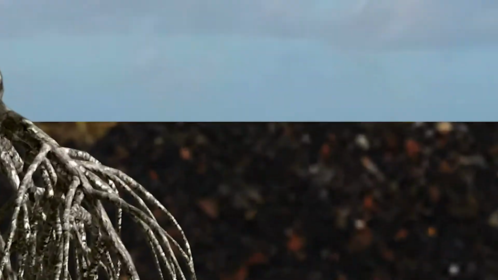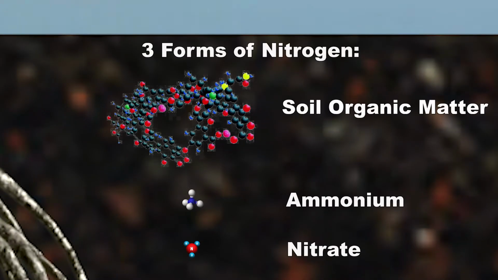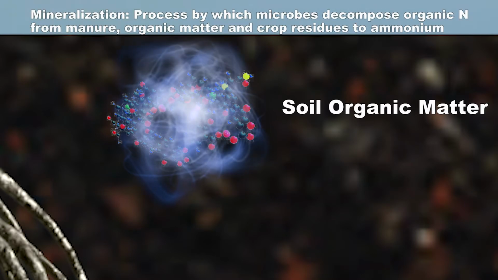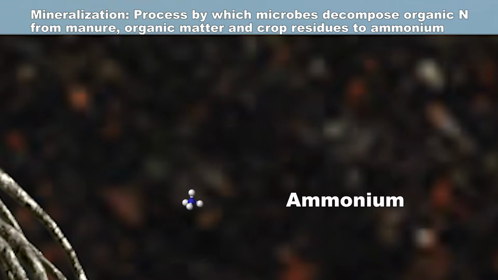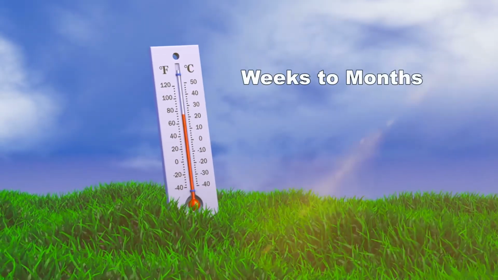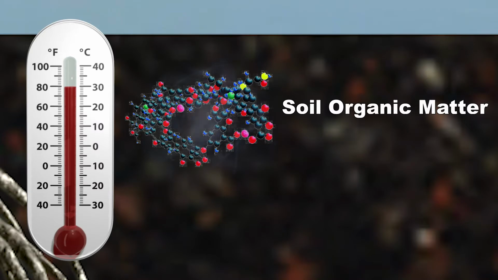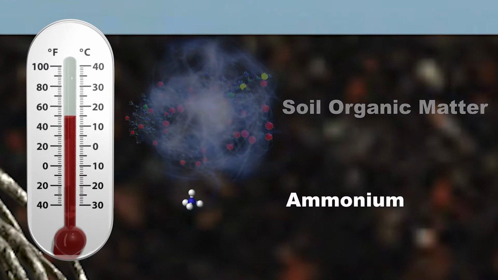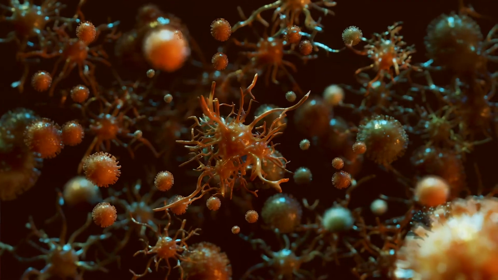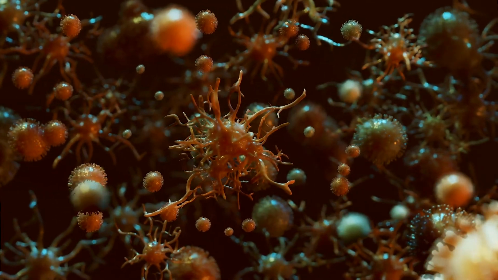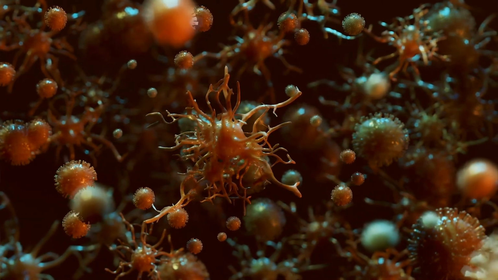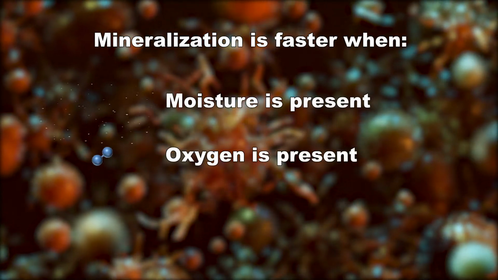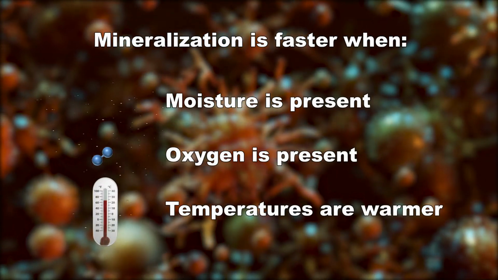How do these forms of nitrogen cycle in the soil? Let's start with soil organic matter. As soil organic matter is broken down by soil microbes, it releases ammonium. In warm, moist soils, this can occur in a matter of weeks to months, while in cold soils, below 55 degrees Fahrenheit, this can be a very slow process. Because this process is driven by microbial activity in the soil, it is very complex. As with all biological processes, it happens faster when moisture is present, when there is oxygen for microbes to use, and when temperatures are warmer.